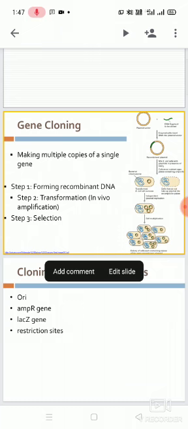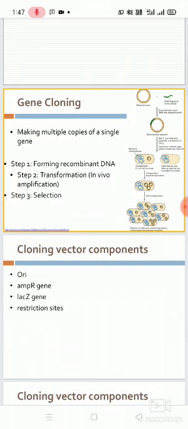This mainly involves three basic steps. The first one is to form recombinant DNA, the second one is transformation, and the third is selection.